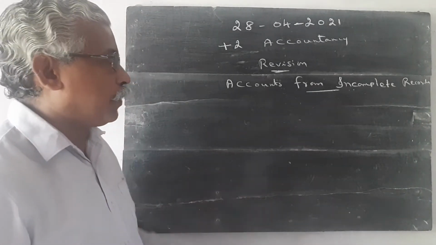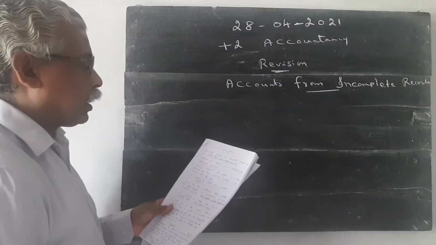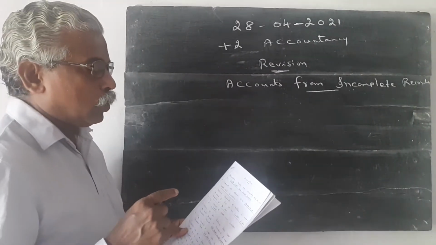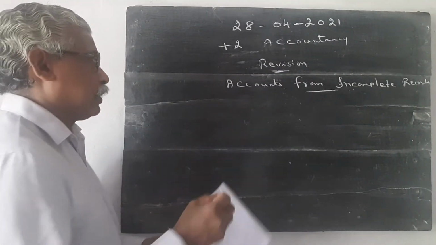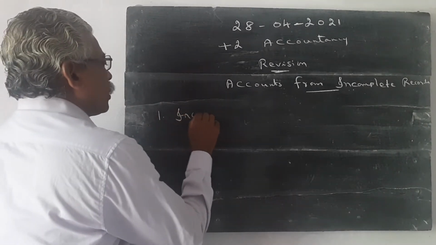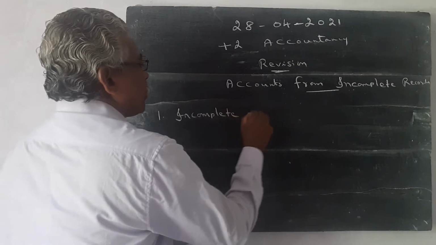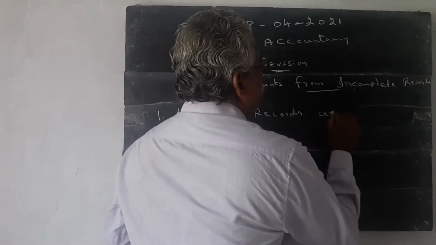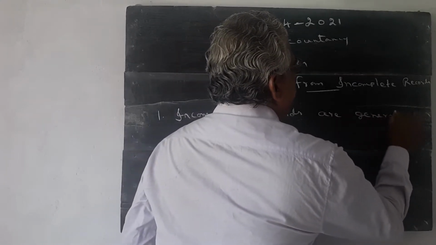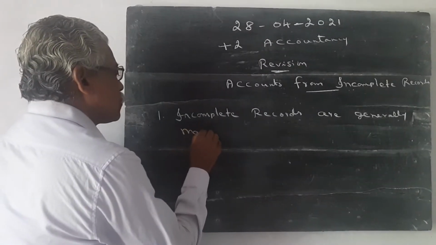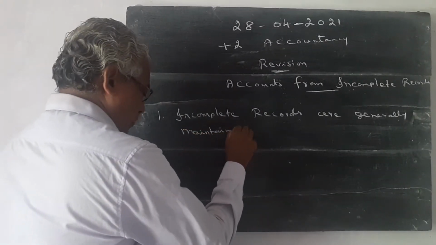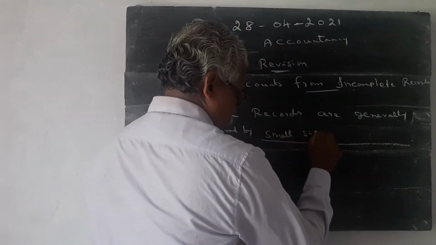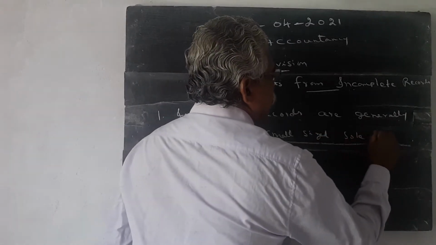I just recollect what we have studied. Incomplete records are generally maintained by small sized sole trading business. 4 options are given. Small sized sole trader business is the answer. Question number 1. Incomplete records are generally maintained by dash, small sized sole trader business.